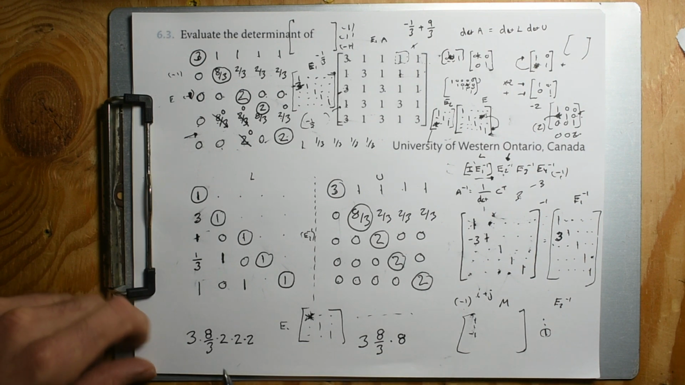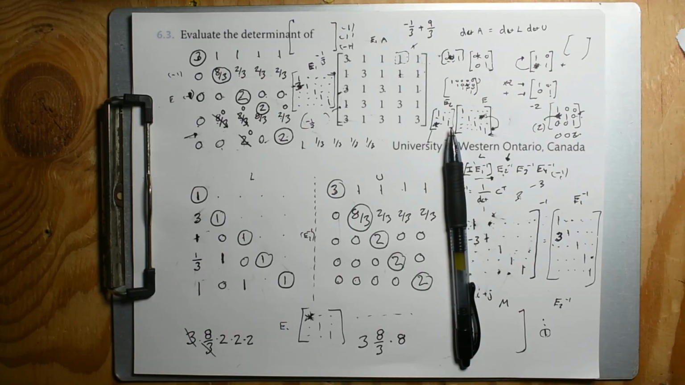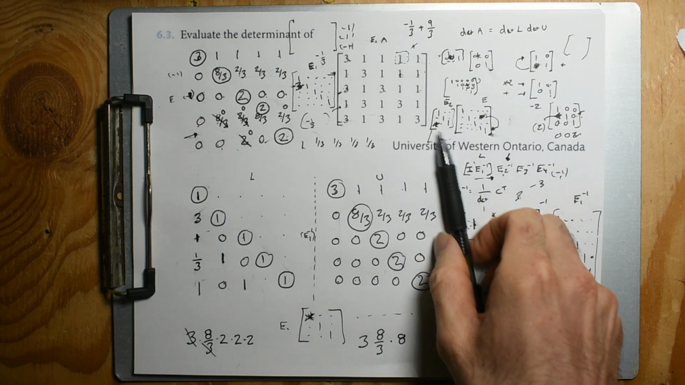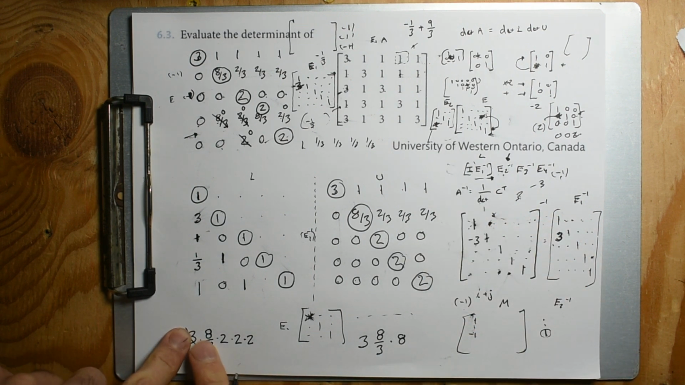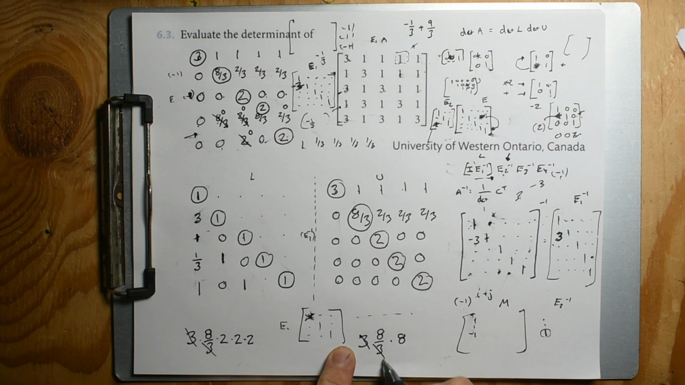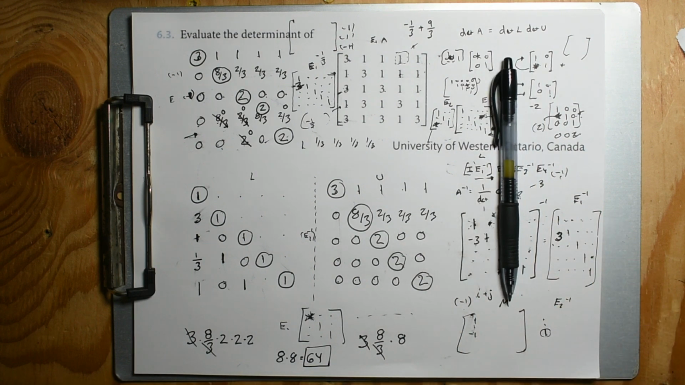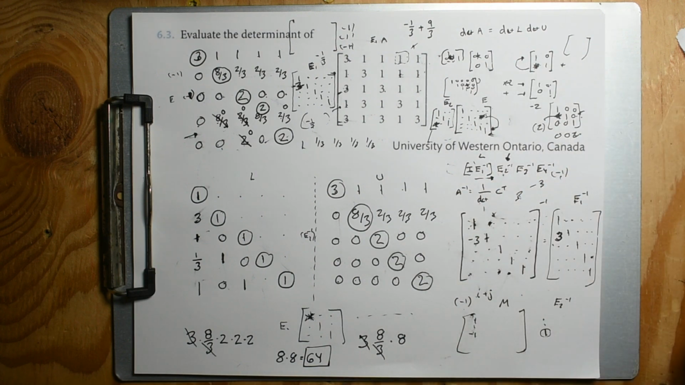Oh, I thought something was going to cancel. But no. These 3's cancel. So we have 8 times 8. The 3's cancel. 8 times 8 is 64. And guess what? Drop the pen. That's the answer for this problem.